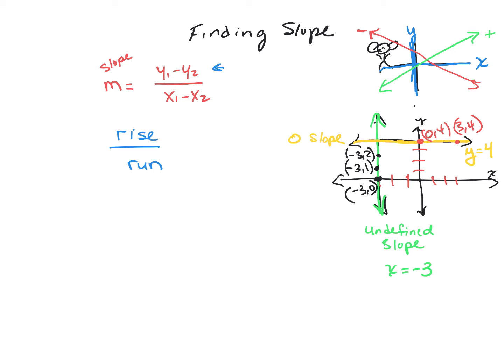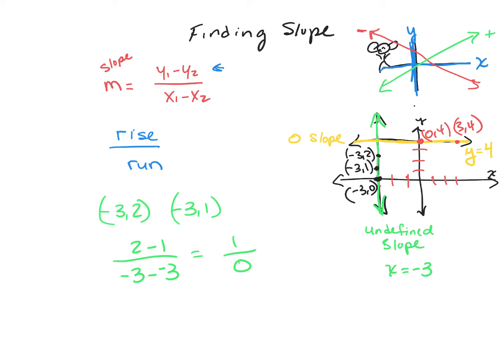I'm going to pick 2 points off of the green one, and that's going to be -3, 2 and -3, 1. When I find the slope, it's difference of the y's over difference of the x's, and that's going to be 1/0. 0 in the basement or in the denominator is a no-no in math. You can never have 0 in the basement.